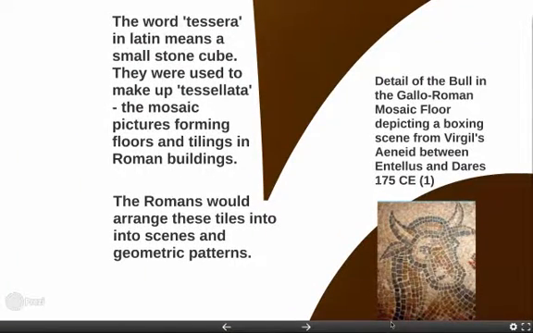Alright. Now let's go back to the origins of our tessellation. Now the word tessera is a Latin word that means small stone cube. They were used to make up tessellata, the mosaic pictures. You see those on floors and tilings on Roman buildings. Now, the Romans would arrange these tiles into scenes, or they would arrange them in geometric patterns. Here we have an example of a bull. This is a depiction on the floor of a Roman building.